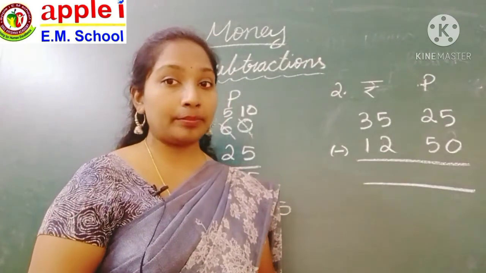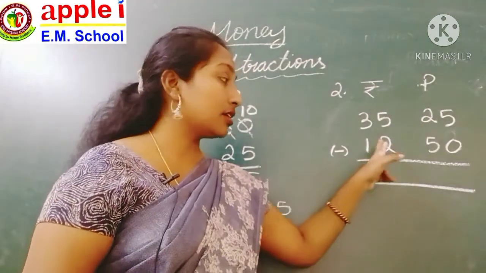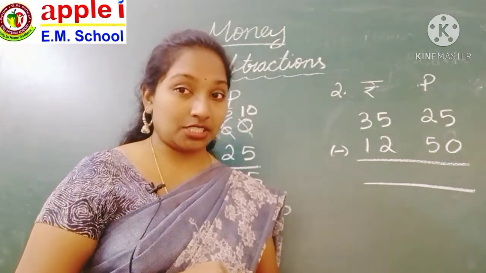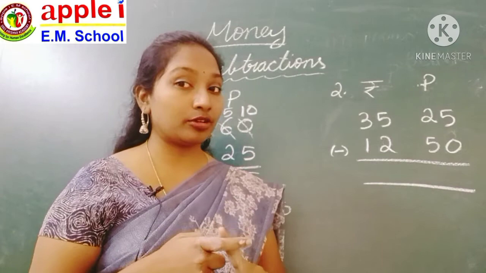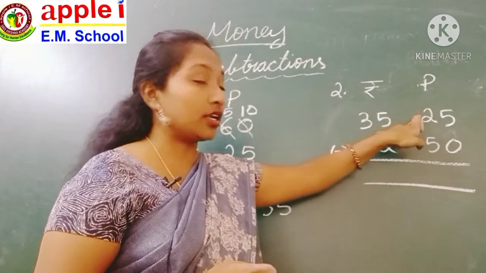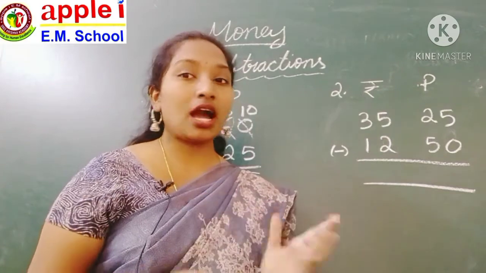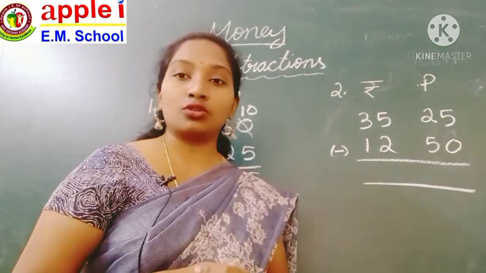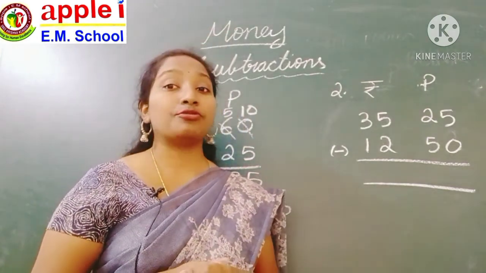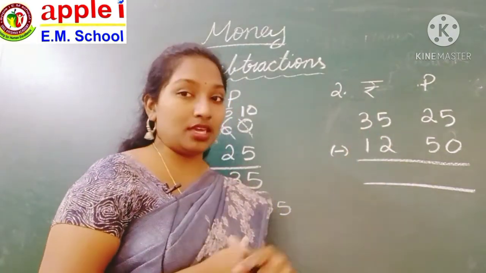Let us see this example. 35 rupees 25 pies minus 12 rupees 50 pies. Okay, before doing subtraction, what do you have to check? Here you have to check pies. Here 25, here 50. 25 is small, 50 is big. So from a small number, we can't subtract a big number. So what do you have to do? You have to borrow. Okay, from where? You have to borrow from rupees.